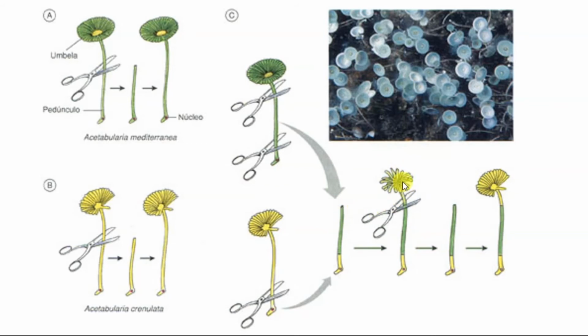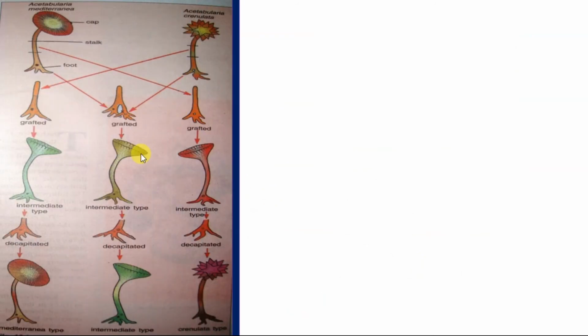And as you can see, this cap was removed. After removing this cap, the nucleus at the bottom region controlled the development of the cap, and the cap which was formed there was similar to Acetabularia crenulata. It is because the foot was joined with this stalk region. So you can see the cap was not developed according to Acetabularia mediterranea, because this stalk region does not contain a nucleus. Again, we have some of the diagram here.